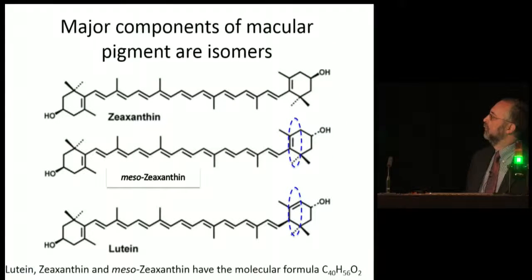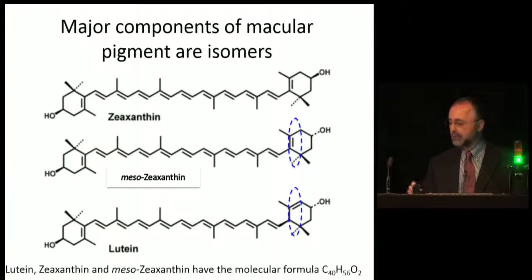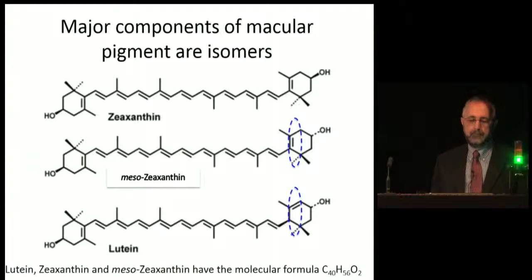When you compare lutein to mesozeaxanthin, the chirality is already correct here, but the double bonds have to be shifted if you want to go from lutein to mesozeaxanthin. And the question is, which is the more likely chemical reaction?